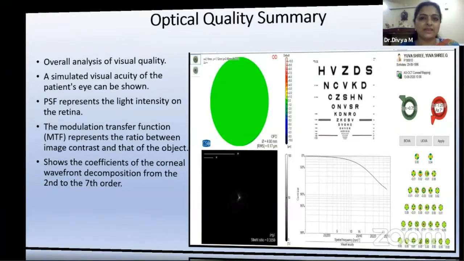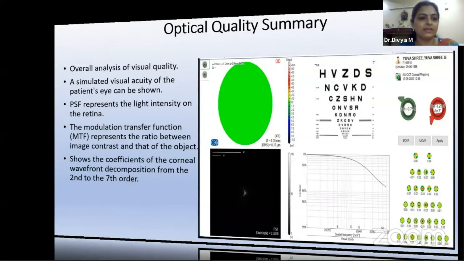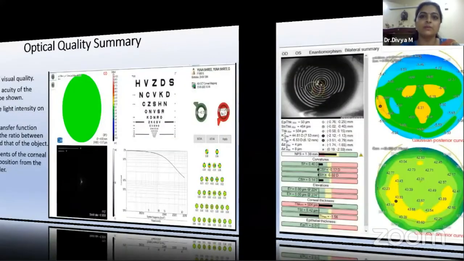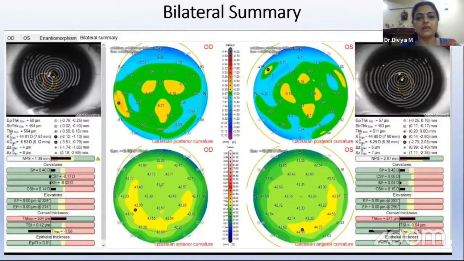So again, this is the bilateral summary map of enantiomorphism. Enantiomorphism is nothing but the mirror symmetry between the right and the left corneas. So basically, it helps to differentiate between the normal and keratoconic eyes by analyzing inter-eye corneal asymmetry and also the differences between the flat and steep keratometry readings and anterior elevation difference at any point, at the thinnest point, especially, on the cornea. So this again can help us compare simultaneously.